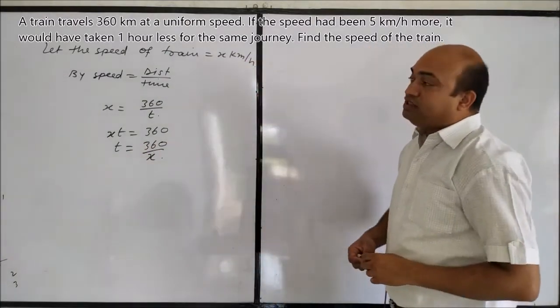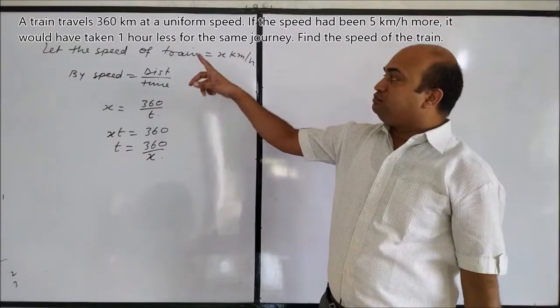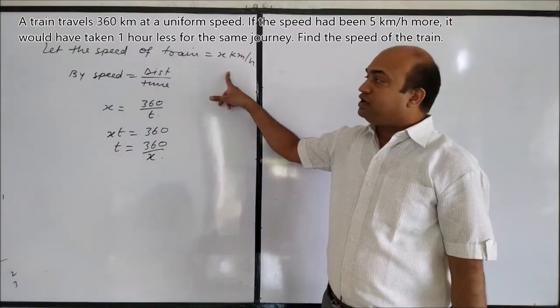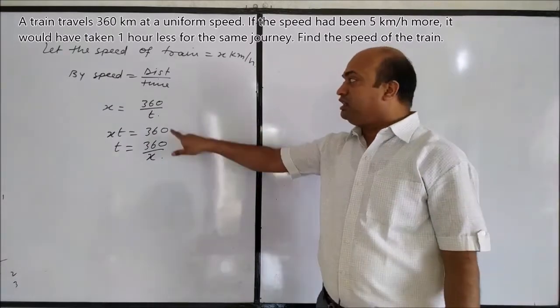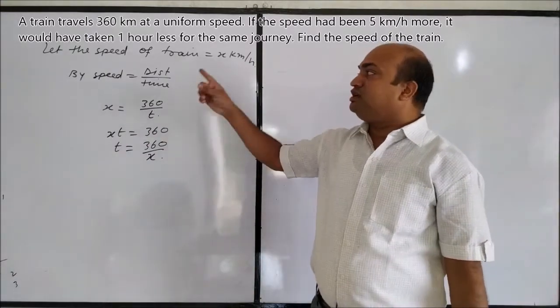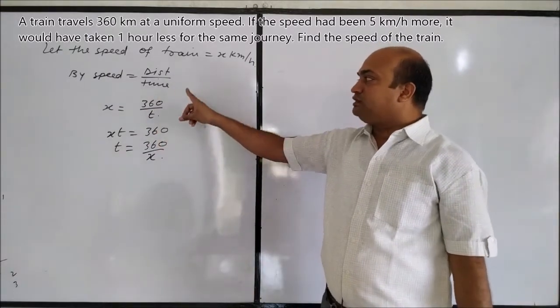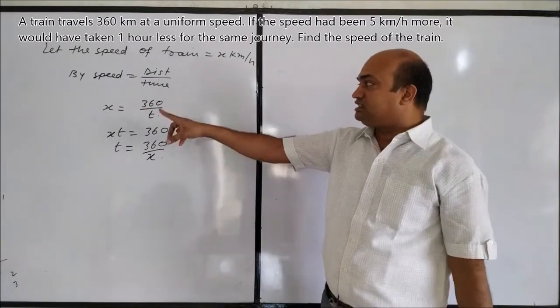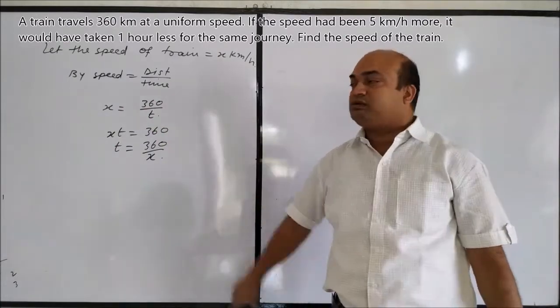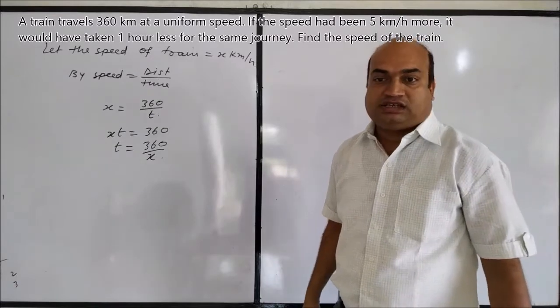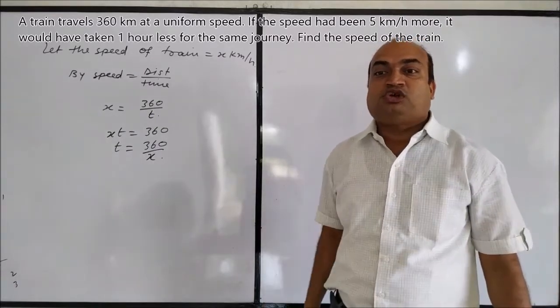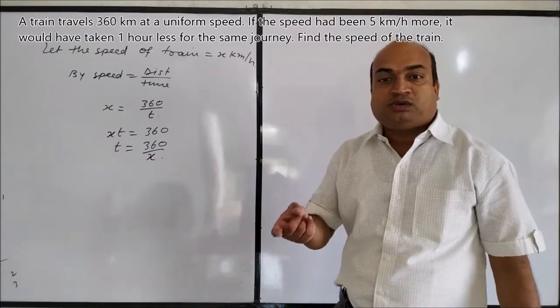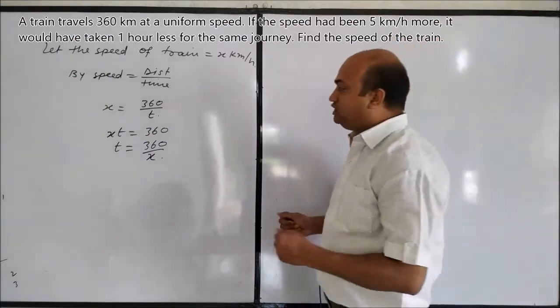We consider the speed of the train as x kilometer per hour and that it will travel 360 kilometer in t hours. Then by speed equal to distance upon time, x equals 360 by t, xt is equal to 360 and t is equal to 360 by x. Now it is said that if the speed is 5 km per hour more, it would have taken 1 hour less for the same journey.